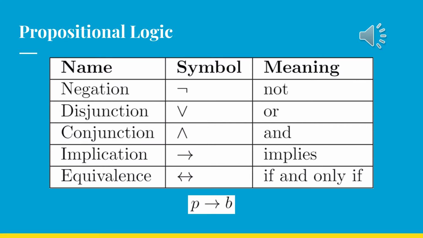Propositional logic uses propositional atoms, which are just sentences which can be assigned a truth value. That is, they are always either true or false, and Boolean operators to represent statements. We use 5 distinct Boolean operators, each with their own meaning. For example, the statement P implies B could be used to represent the statement that all penguins are birds. We refer to these composite statements as formulas.